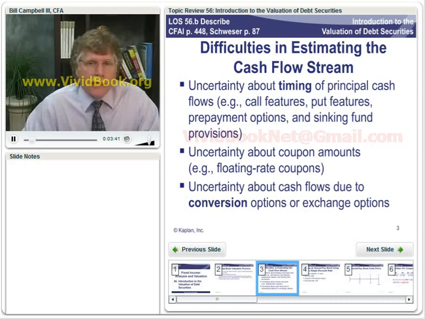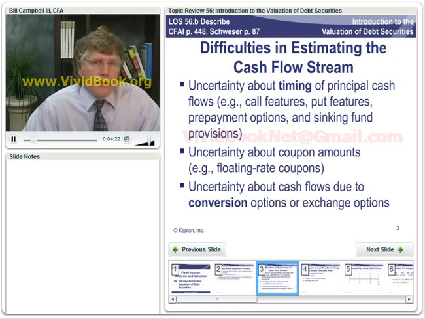If you have a sinking fund provision, remember a sinking fund provision, that's where instead of waiting until maturity to pay off the entire bond issue, the issuer has to pay off a certain percentage of the bonds each year. So maybe you have like a five-year bond issue, and the sinking fund provision is that 20% of the bonds have to be paid off every year. Well, those 20% of the bonds that are paid off are drawn by lottery, so you don't know if your bond is going to be paid off the first year or the fourth year or the fifth year or the second year. That could certainly lead to uncertainty about the timing.